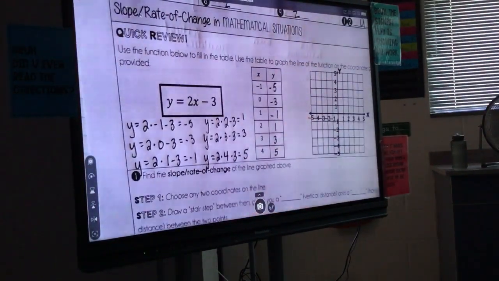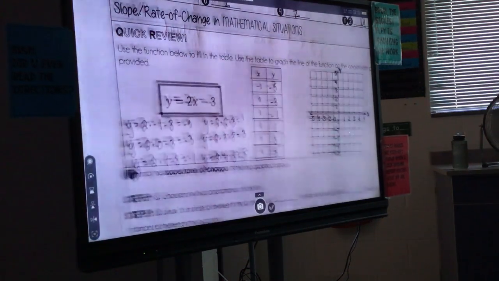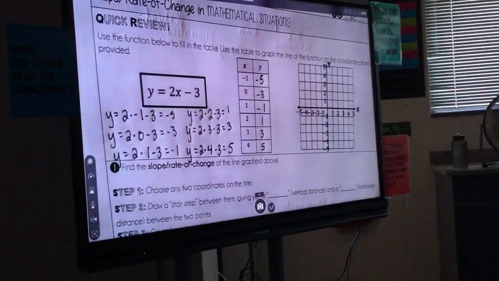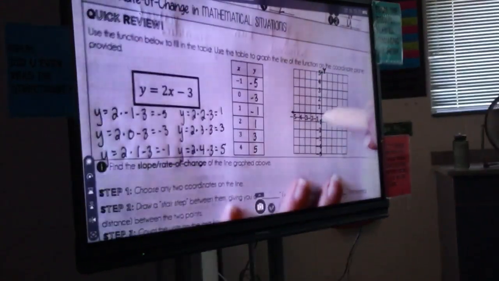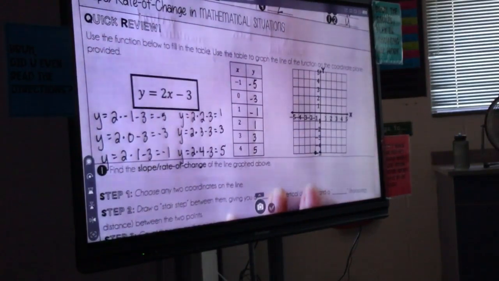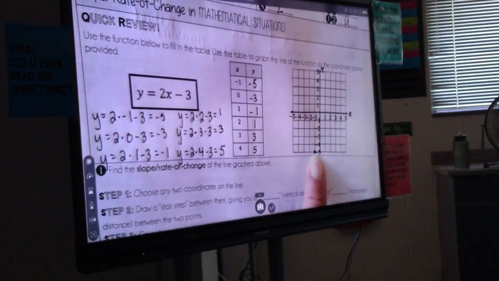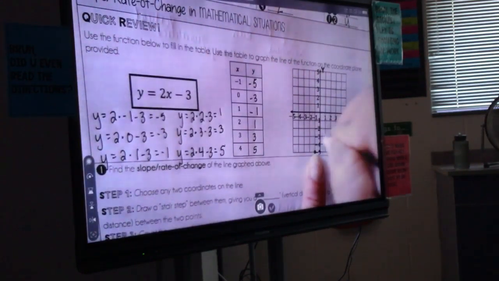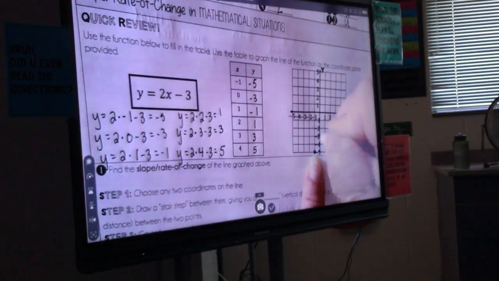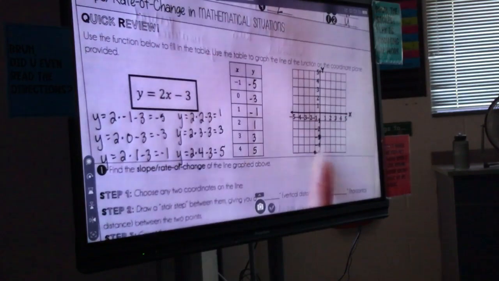So that should be fairly easy for us. That was something that we spent a decent amount of time on. It's not very hard. You just got to plug it in and solve. Now, we're going to graph these points. Starting with the first one, I go 1 to the left and 5 down. So this is my first point right here. The next one, 0, -3. So it's right here. So first one, second one.